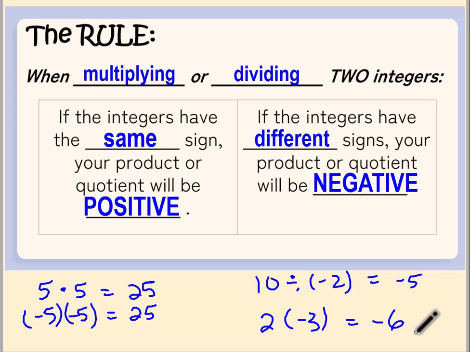Okay, so those are the rules, only for multiplying and dividing. If the signs are the same, your answer is positive. If the signs are different, then your answer is negative.